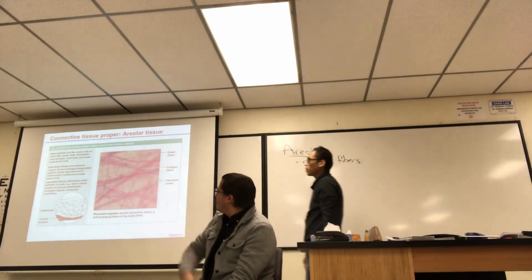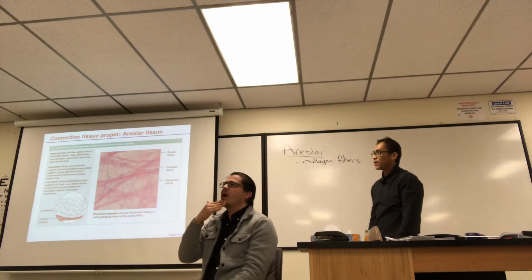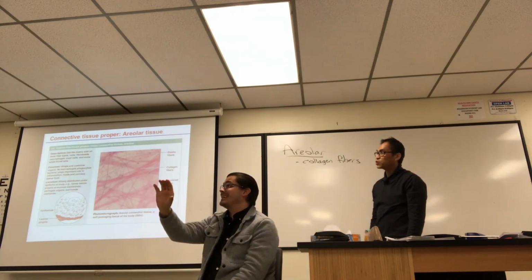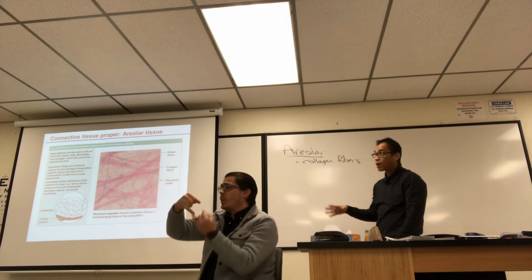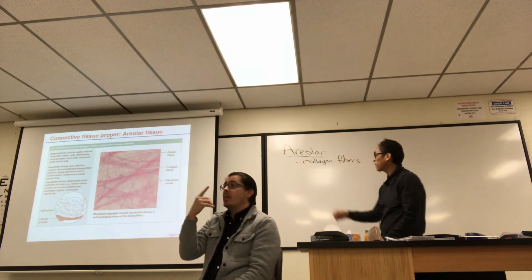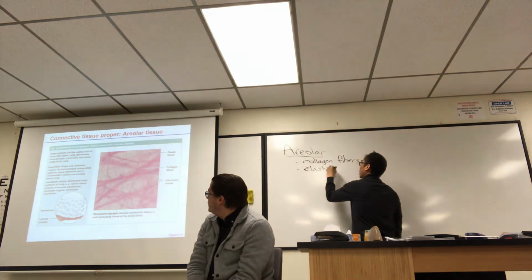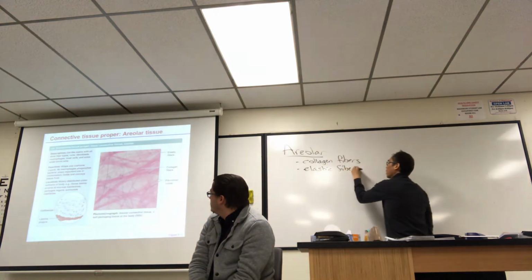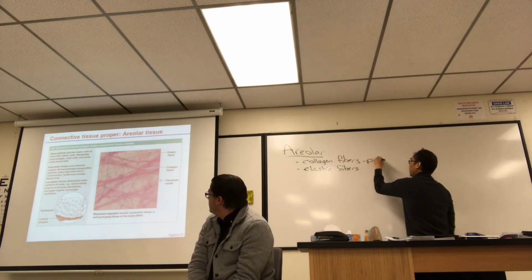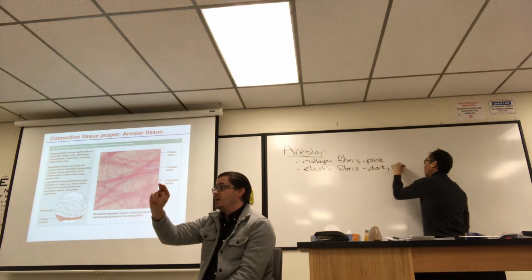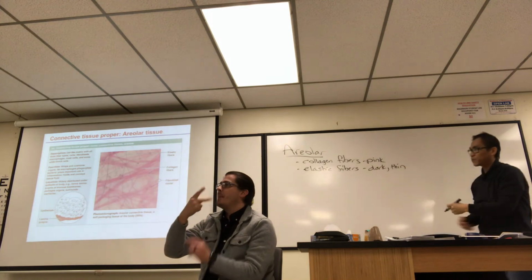So maybe the colors can be your clue, as well as the thickness of the fibers. The collagen fibers are much more thick. The elastic fibers are very thin and stringy in this tissue. They're not always like that, but they are here. Collagen fibers, pink, elastic fibers, dark and thin. So that's how I would describe them.